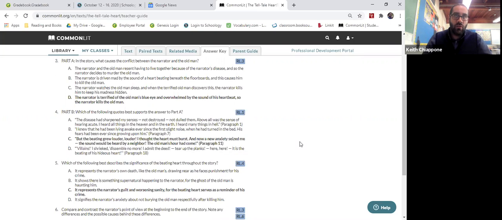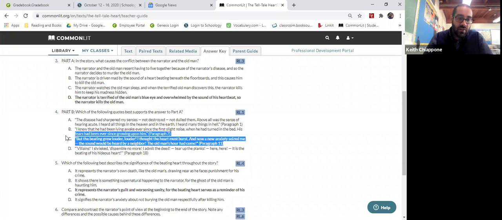So, although the conflict originates from the old man's eye, as we see in answer D, he is overwhelmed by the sound of his heart. And that's why answer B is a little deceptive. But key here is the sound of the heart beneath the floorboards. The old man's heart is not beneath the floorboards at this point, so he doesn't kill him there. So that's why answer C is the appropriate response there.